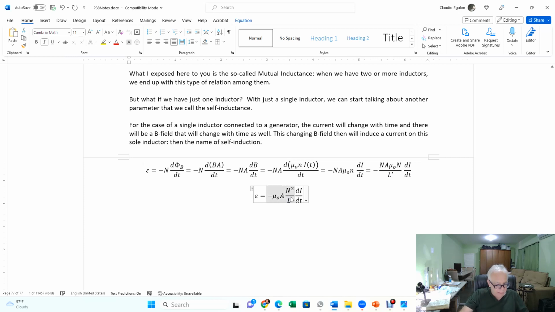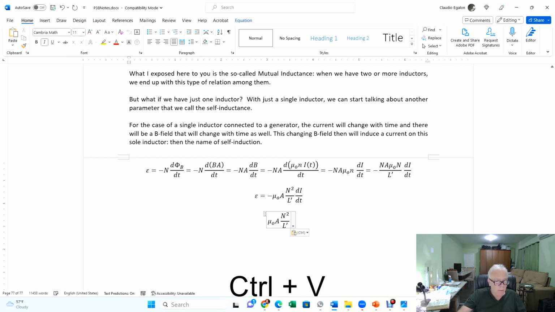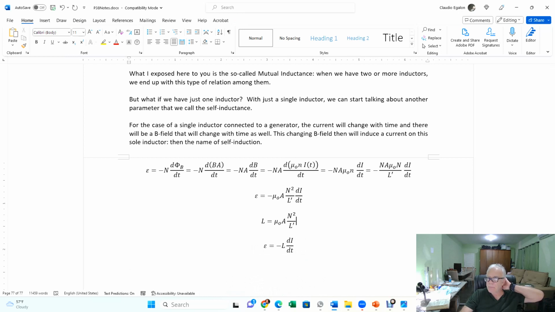Everything that you see right in here, we give it a name. Not with the negative sign. Everything that you have right here, we give it a name. We call it not the mutual inductance, but the self-inductance. L equal to that. And my equation becomes simpler. L is the symbol for self-inductance. L di dt. Okay?